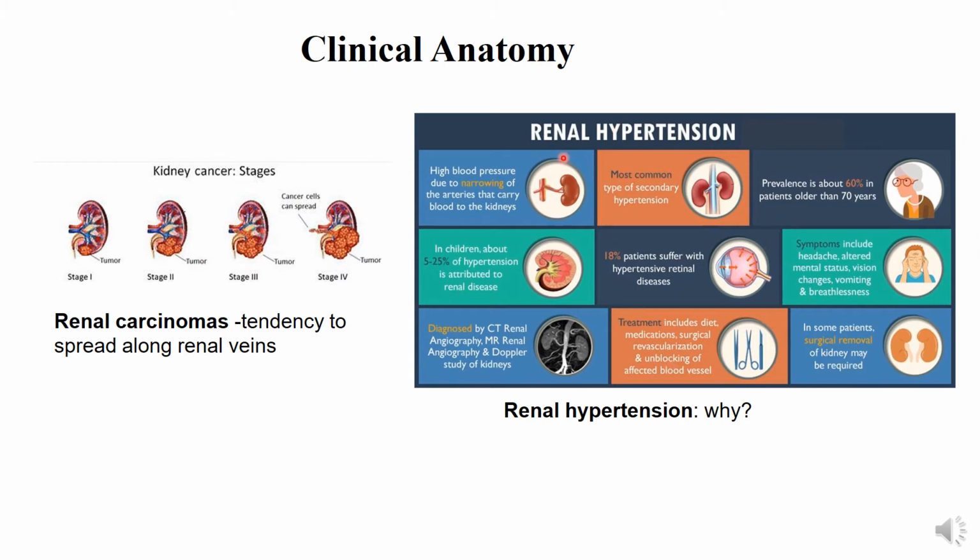So from this section, I want you to know that renal hypertension is the most common type of secondary hypertension, and it happens because of the narrowing of the renal arteries, and surgical correction of this narrowing is one of the options for the treatment.